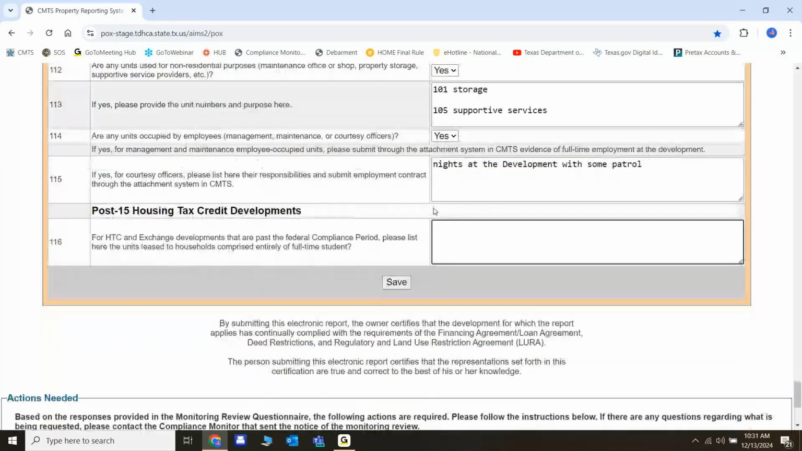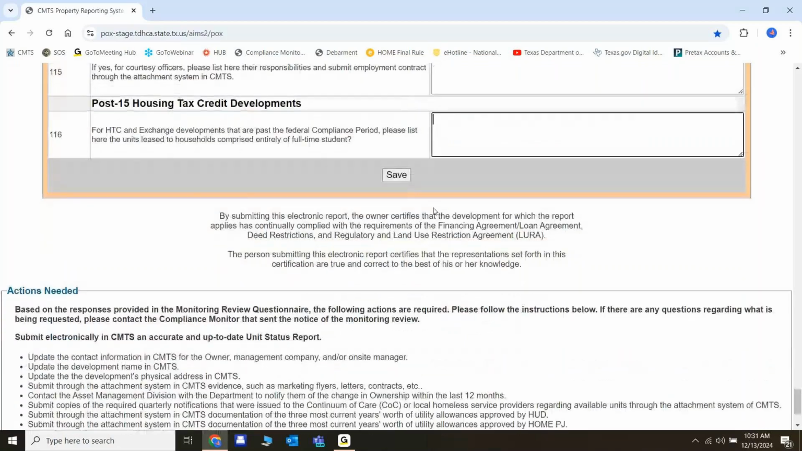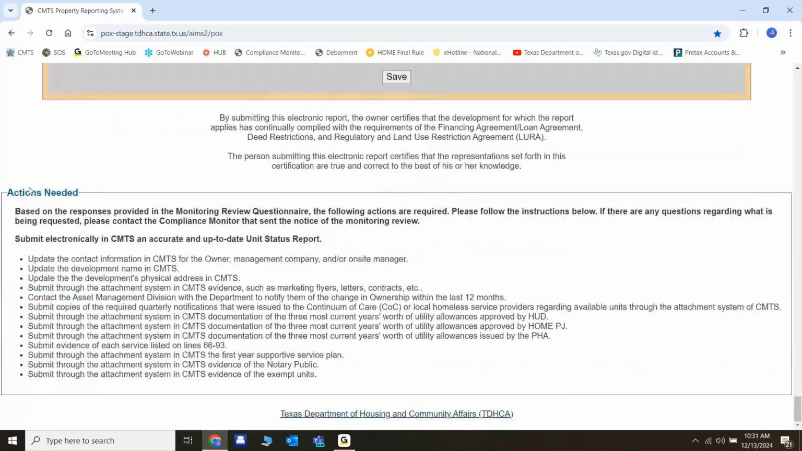All right. If you scroll down, it will tell you your actions needed. Based on your responses above, here is what you would need to submit to CMTS. Please make sure it's a unit status report and then all of this stuff based on the answers above. So it's going to tell you that.